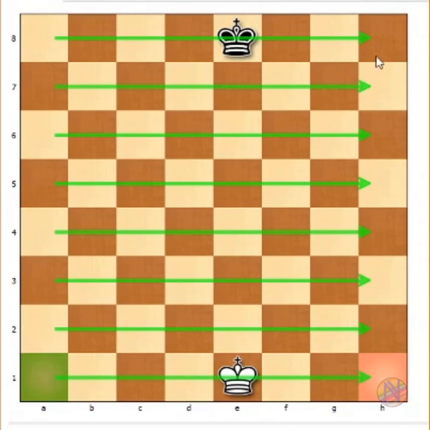These rows are also known as rank. Rank is the most standard term for these rows. So this is first rank, this is second rank, this is third rank, then fourth, fifth, and similarly so on.